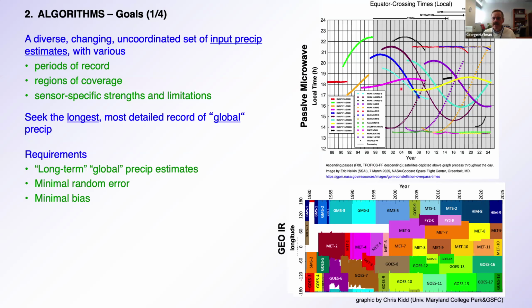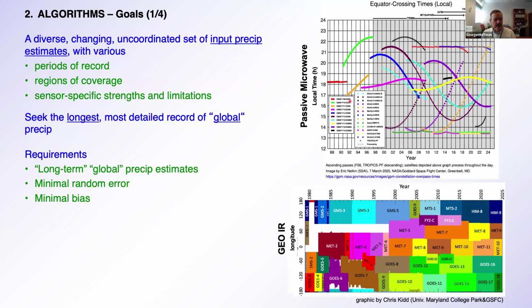Passive microwave, on the other hand, is sort of sparse. It only goes back to 1987, and in fact, this first red line, which is the DMSP F8 SSMI, had problems, and so we really only, since about 1990, do we really get good coverage, any coverage, and good coverage since 2000.